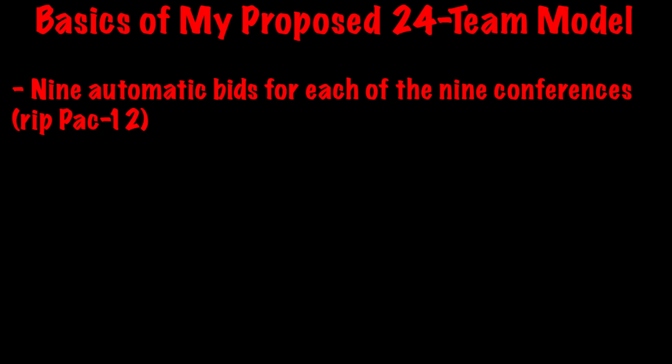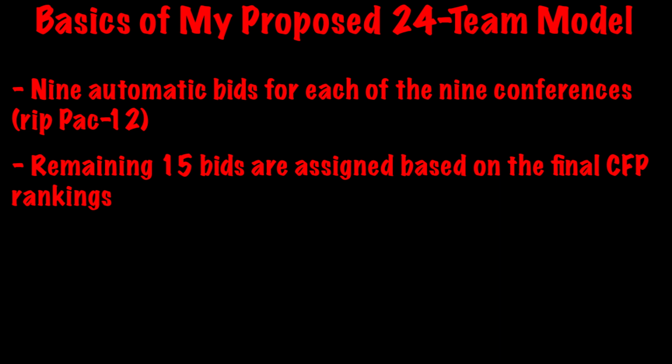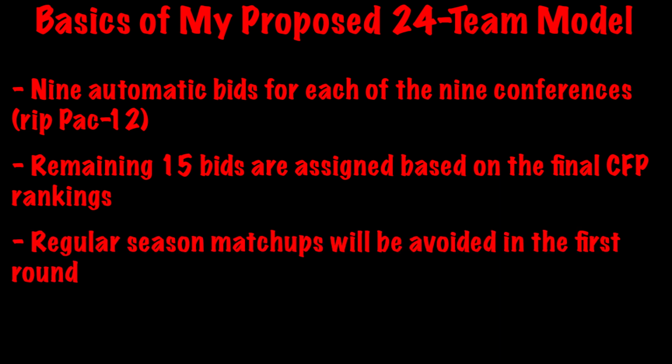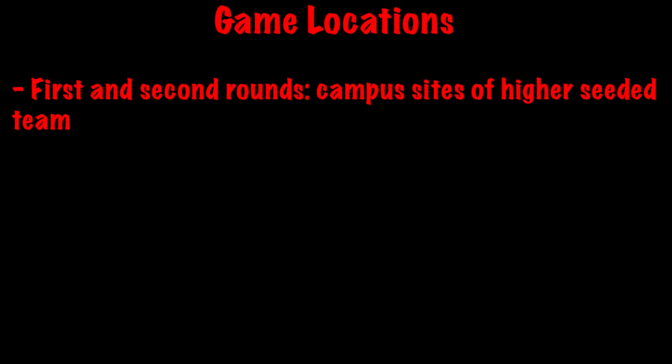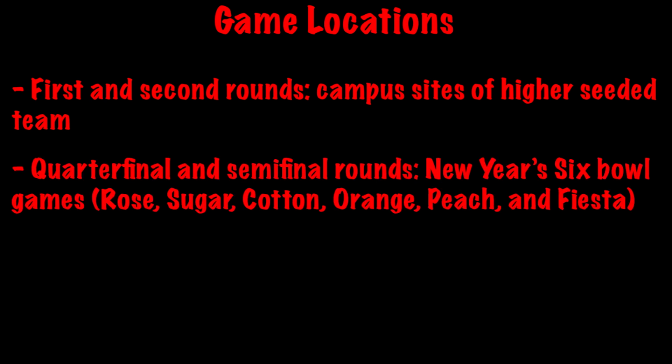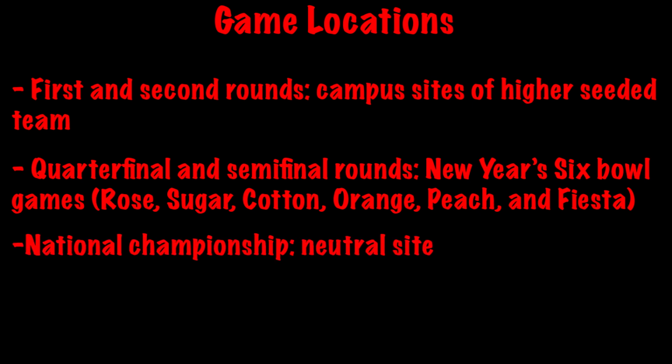As for my 24-team college football playoff model, the bid breakdown is very similar to the FCS model, with the Pac-12 likely facing extinction barring a reverse merger of some kind. The bids would be assigned to each of the 9 remaining conferences as automatic bids, and then you would have 15 at-large teams. As for the location of the playoffs, the first and second round would be played on campus sites, and the quarterfinals onwards would be played at New Year's Six bowl games and a neutral site for the national championship, which will follow the 12-team playoff format.